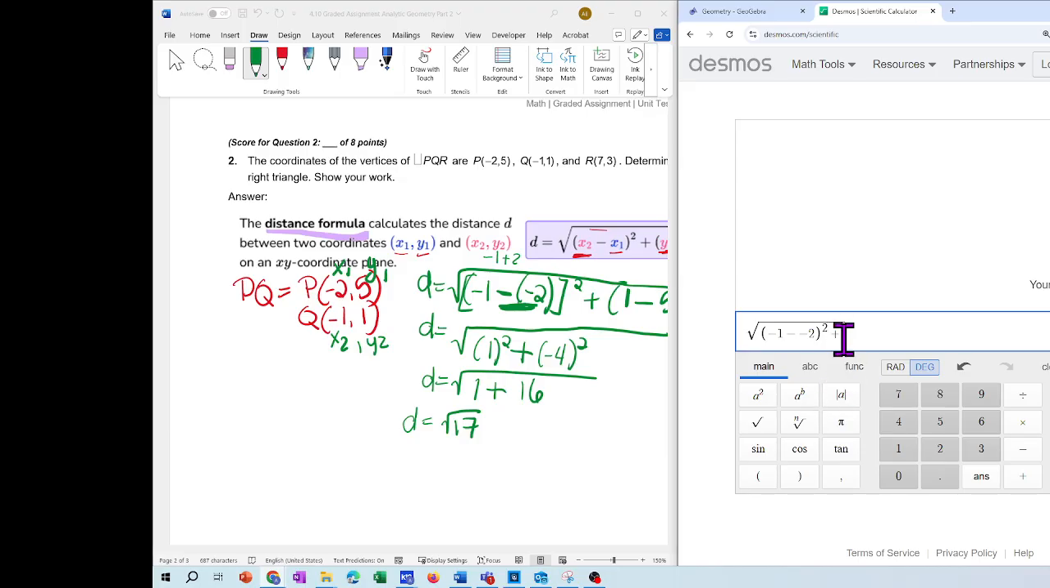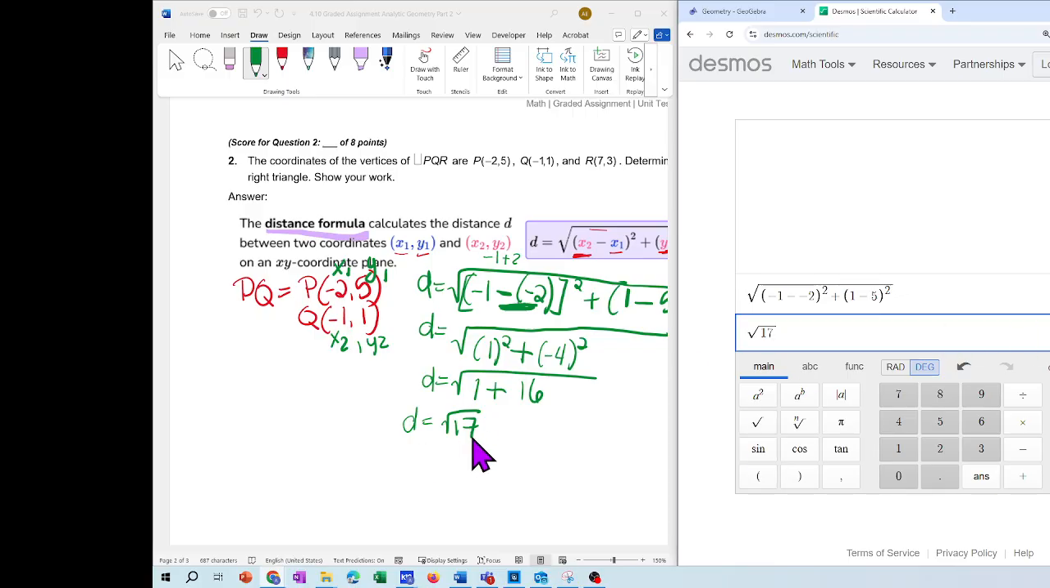plus parentheses 1 minus 5 and square it. Okay, now look what it gave me, 4.12. And if I go down here, if I do square root of 17, which is what I got, it gives me the same answer.